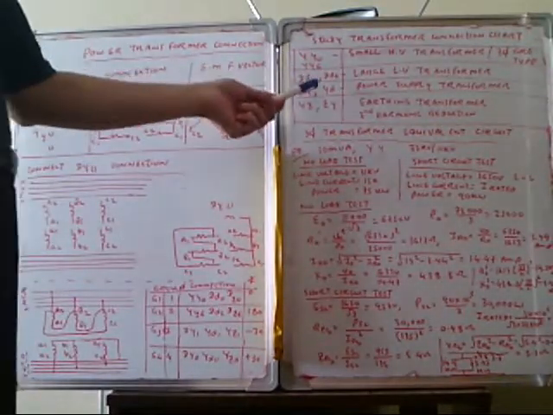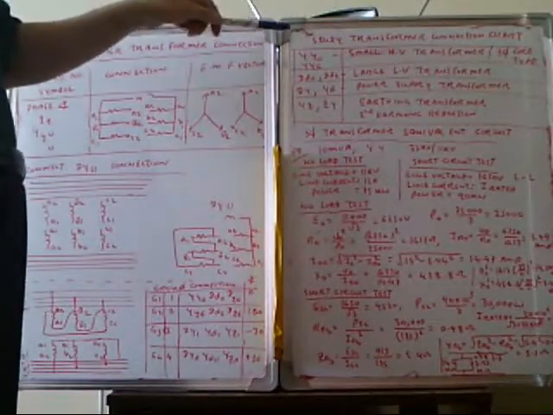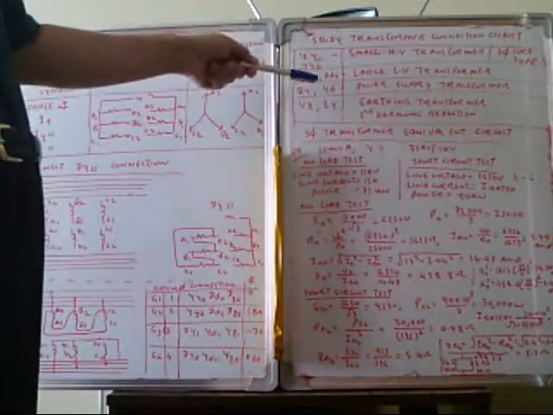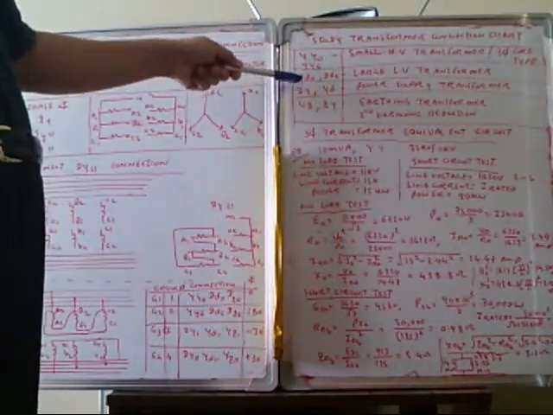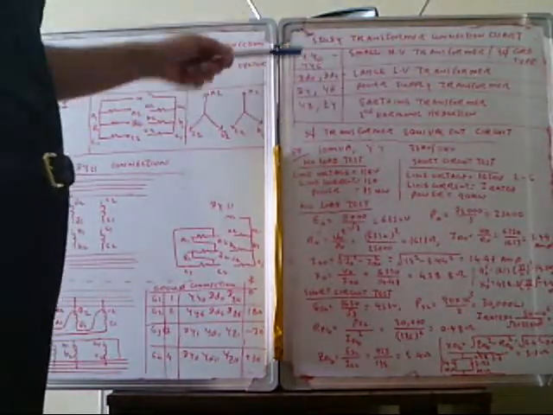DY and YD: primary delta, secondary star, or primary star, secondary delta. Those transformers are suitable for power supply transformers. On the transmission side, the primary side is connected in star and the secondary in delta, so a 3-phase line without neutral is transmitted. When it gets close to the distribution center, we use a DY transformer, primary delta, secondary star. So 3-phase 4-wire can be supplied from this distribution transformer. For power supply transformers, we can use DY and YD transformers.